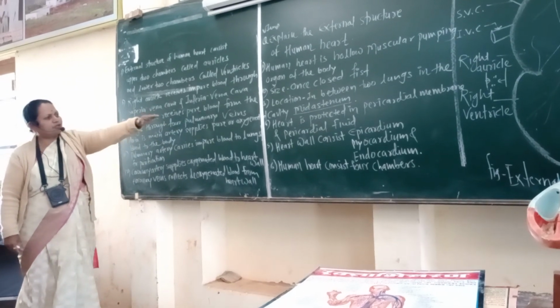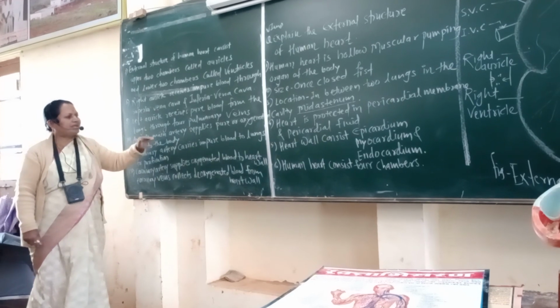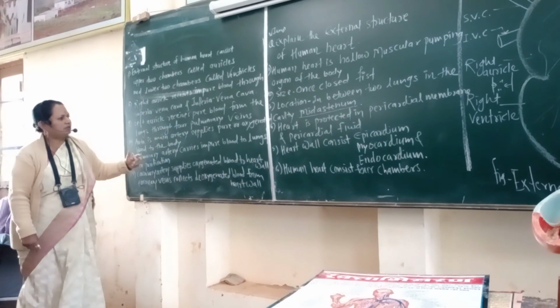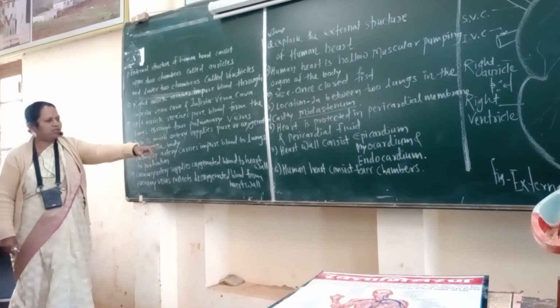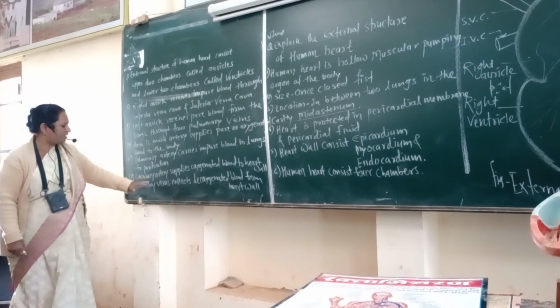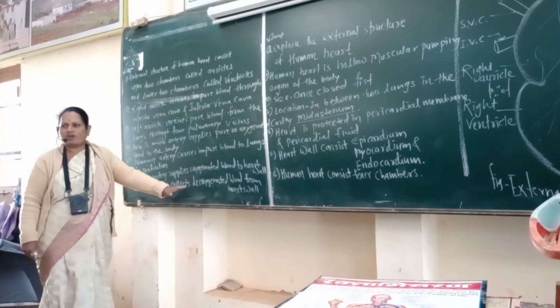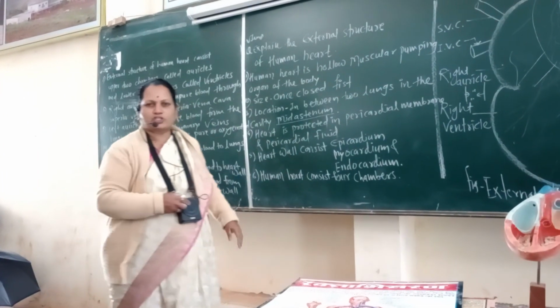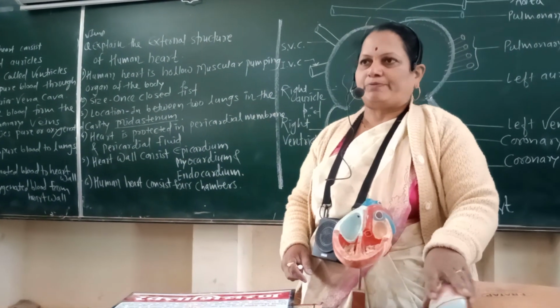The left auricle receives pure blood from the lungs through the 4 pulmonary veins, and the aorta is the main artery that supplies pure, oxygenated blood to the body. The pulmonary artery carries impure blood to the lungs for purification, and the coronary artery supplies oxygenated blood to the heart wall. Coronary veins collect deoxygenated blood from the heart wall. What is the function of the heart? It supplies pure blood to the body and collects impure blood from the body.